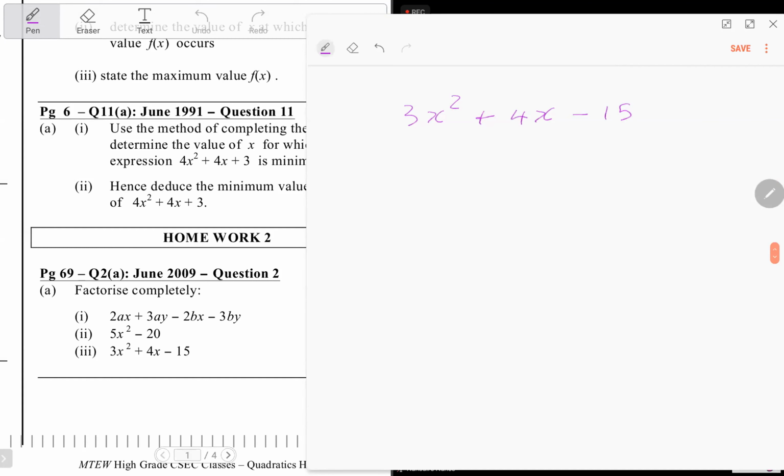If you're in another method, most people use split the middle term. Not a lot of persons use this one I'm showing you now. This one is like my method, but it's a nice method to learn. All right, let's go and factorize out the 3 first. 3 bracket x squared plus 4 over 3x minus, if I factorize straight out, I can get 5. Factorize 3 out of 15 to get 5.